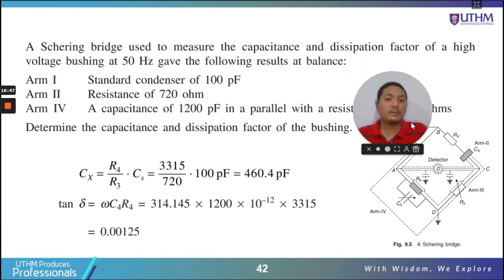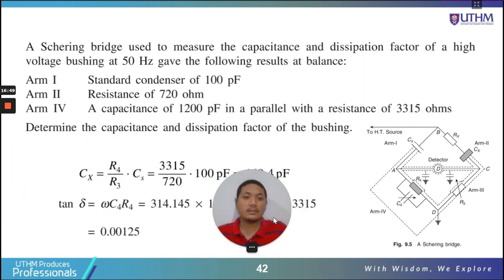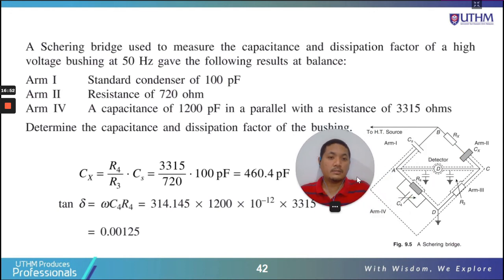So as an example, we have one example of calculation. A Schering bridge is used to measure the capacitance and dissipation factor of a high voltage bushing at 50 Hz. The measurement gave the following results at balance. Based on the Schering bridge, when the bridge is in balance condition, we have arm number 1, CS, the standard capacitor. The value is 100 pF, picofarad.